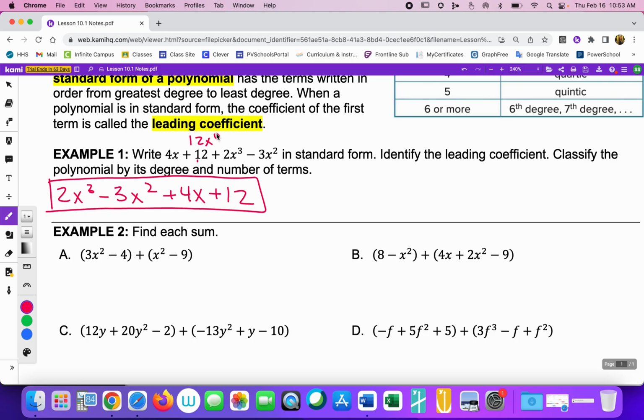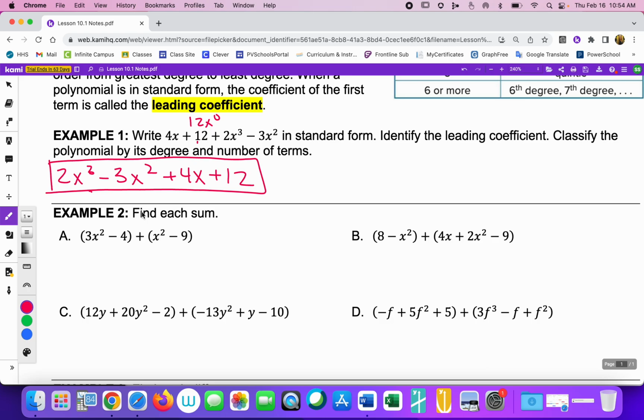Okay. Now, the leading coefficient. So we did the first part of the instructions. The leading coefficient, what's a coefficient? So this is the leading term. So when it says identify the leading coefficient, this is the term at the highest degree. What part of this term is the coefficient? 2. It's the big number in front of it. Okay. The coefficient of this one would be -3. Coefficient of that one would be 4.